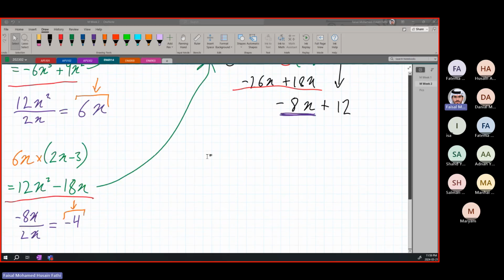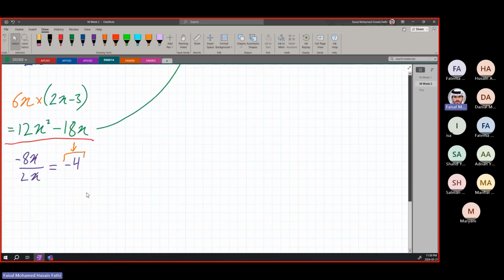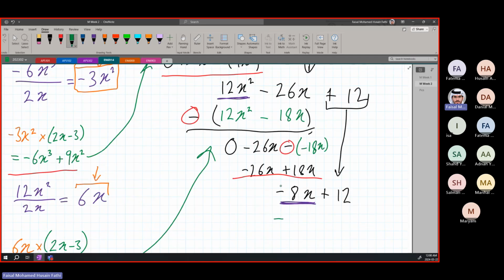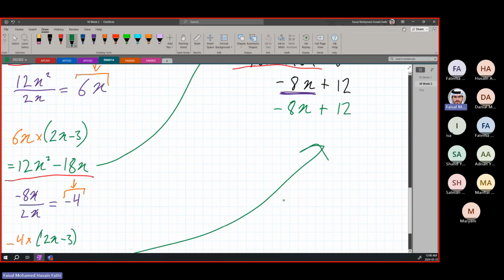Again, the same exact thing. This minus 4 over here is going to be multiplied into 2x minus 3. So minus 4 times 2x minus 3. If we just simplify this, minus 4 times 2x is minus 8x. Minus 4 times minus 3, minus and minus becomes plus. 4 times 3 becomes 12. Minus 8x plus 12. Again, we're just taking this solution and taking it up here. Okay?